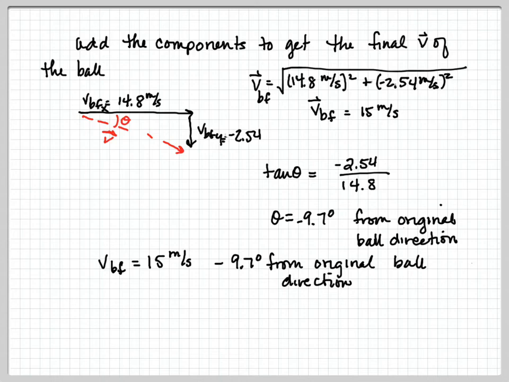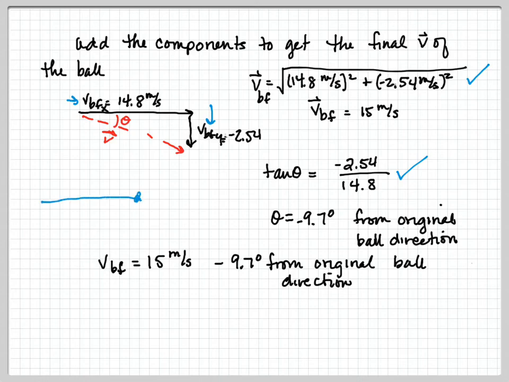Now we have to get the final answer. So we have to put the components back together. Use Pythagorean theorem to do that. And then you use tangent to find the angle. Be sure you set things up correctly. To find the angle, we've got the positive 14.8 here, and the negative 2.54 going that direction. It's going to give us a negative angle. Once again, this looks like what we would expect to happen.